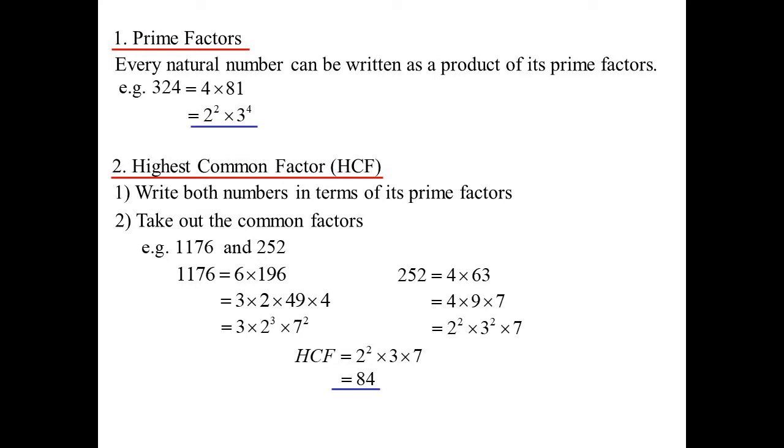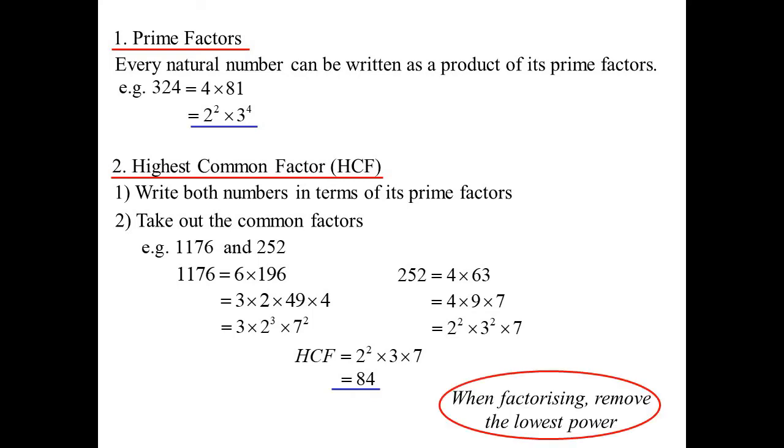So it would be 2 squared times 3 times 7, because when we factorise, you always remove the lowest power that's in common. So in this case, we pull out 2 squared, not 2 cubed, and we pull out 3 to the power of 1 and not 3.